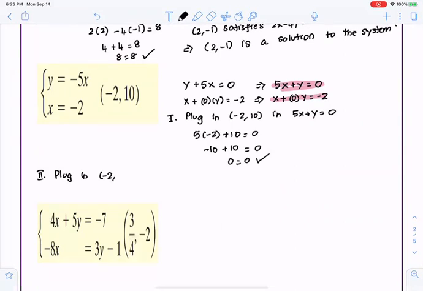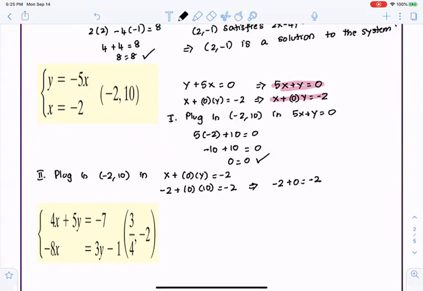Plug in -2, 10 in the second equation, which I rewrote as x plus 0 times y equals -2. So plug in -2 for x. 0 times 10 equals -2. So -2 plus 0 would equal -2. -2 plus 0 is simply -2, so that checks out too. Since -2, 10 satisfies both 1 and 2, we can conclude -2, 10 is a solution to the system.